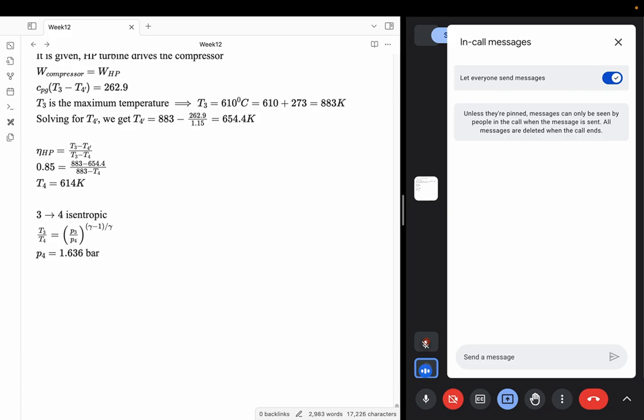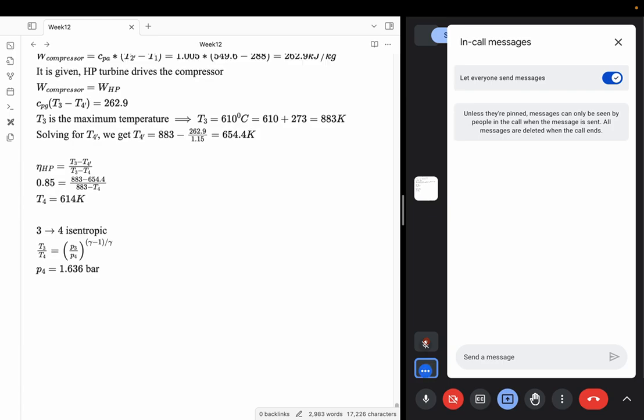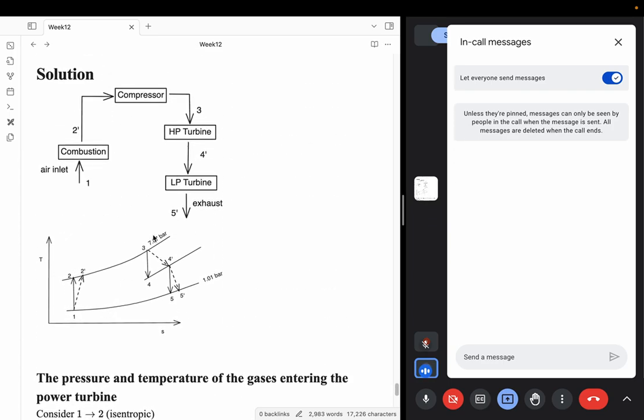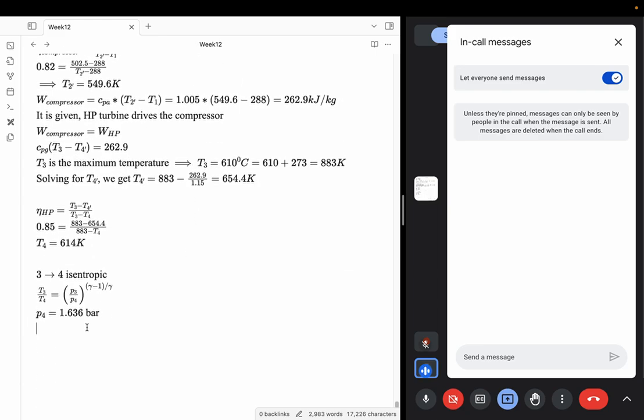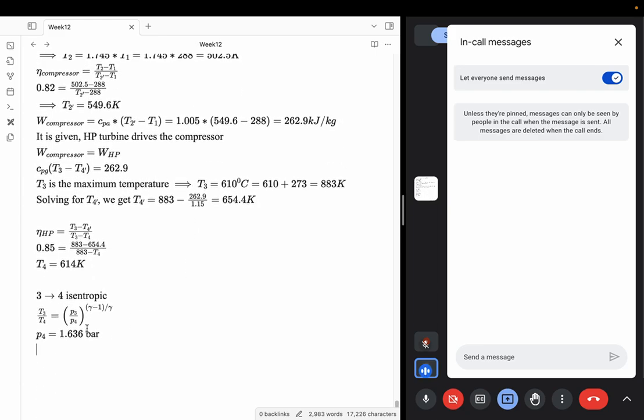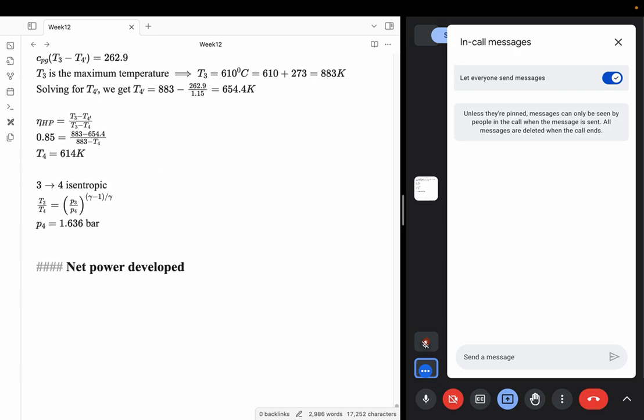So this is the first part of the question. We are asked to find the intermediate pressure and temperature. So this is 7.07 bar, this is 1.01 bar, and the intermediate pressure we got is 1.636 bar. Now the next part asks you to find the net power developed per unit mass flow rate.